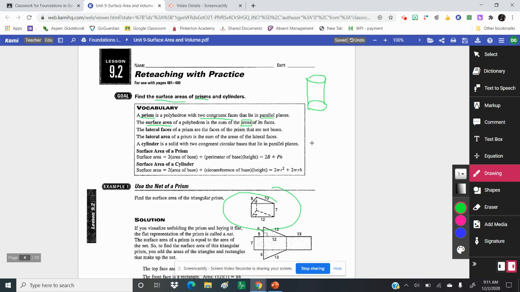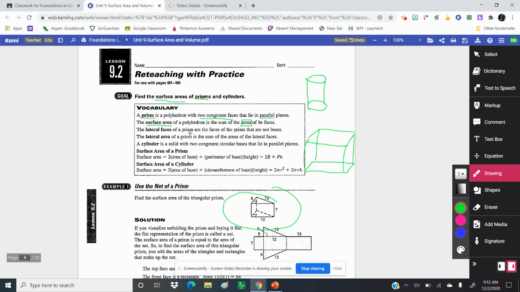So for instance, if I had some sort of a box, that would be my rectangular top, my rectangular bottom. Those would be my bases, and they're joined by these sides here. So the top and the bottom are called your bases.